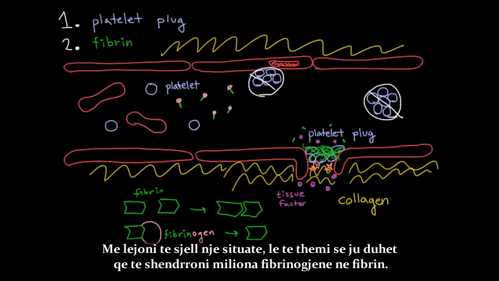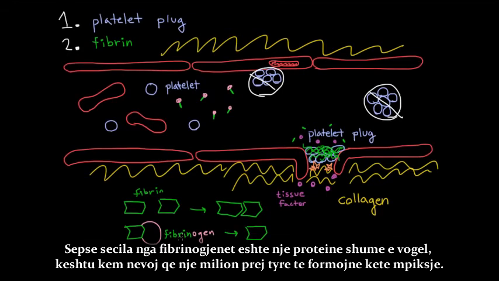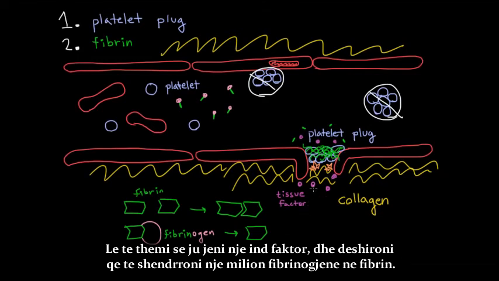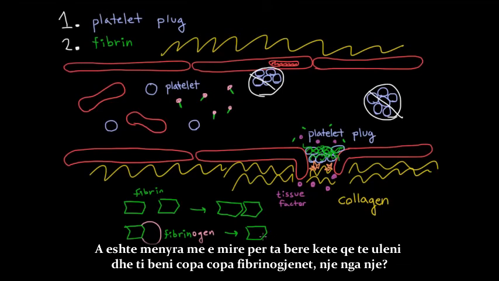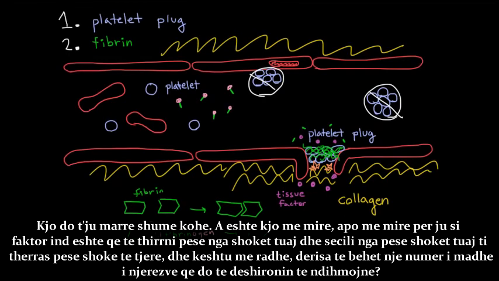Because let me propose to you a situation. Let's say you have to turn 1,000,000 fibrinogen into fibrin. Because each of these fibrinogen is a very small protein, so we need about 1,000,000 of them to make up this clot here. And let's say that you are tissue factor. So you are tissue factor, and you want to turn 1,000,000 fibrinogen into fibrin. Is the best way to do it for you to actually sit down and chop off this piece off of all these fibrinogen, one by one? That would take you a long time.